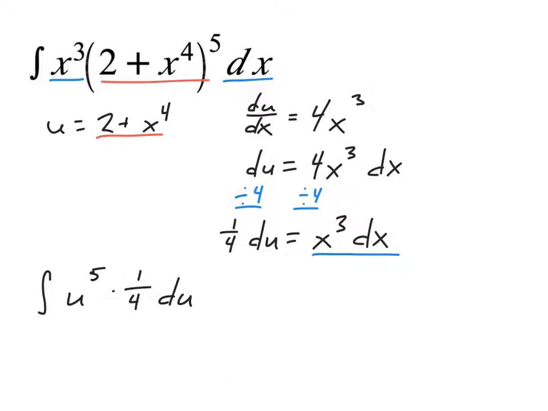Right, now that I have it set up like this, I can go ahead and find the integral. So the 1/4, that's just multiplying by a constant, so it's just going to keep hanging out there. Now I do the derivative of u to the 5th. That's going to give me 5u to the 4th.